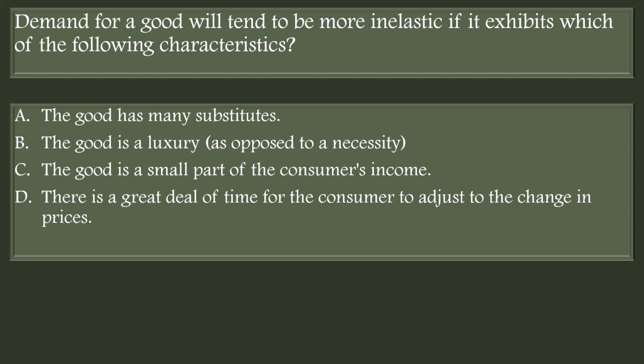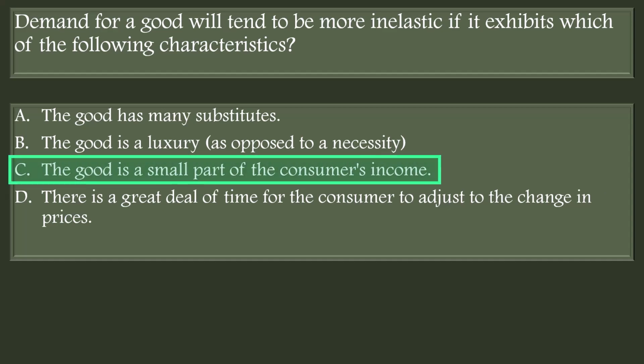If the expenditure incurred on some goods constitutes a tiny part of the total income of the consumers, they will not feel the pinch of changes in the price of these goods. They continue to buy more or less the same quantity. So, goods which entail a small part of the total income of the consumers have relatively inelastic demand. Option C is the correct answer.